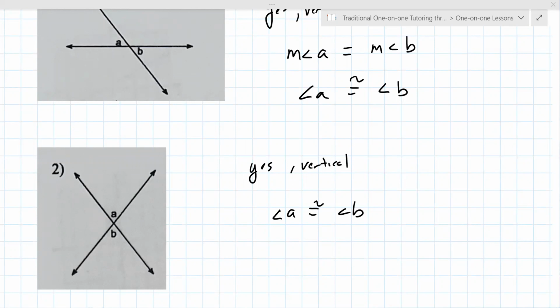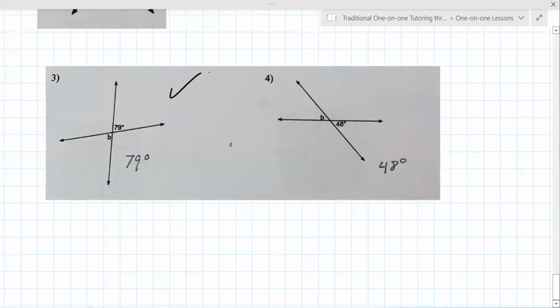And 3 and 4, they're correct. Sorry to interrupt you, but they wanted to just tell you they're fine. Star, check mark, whatever you like on those. All right, now for 5 and 6, a bit more work to do. We'll do number 5 first.